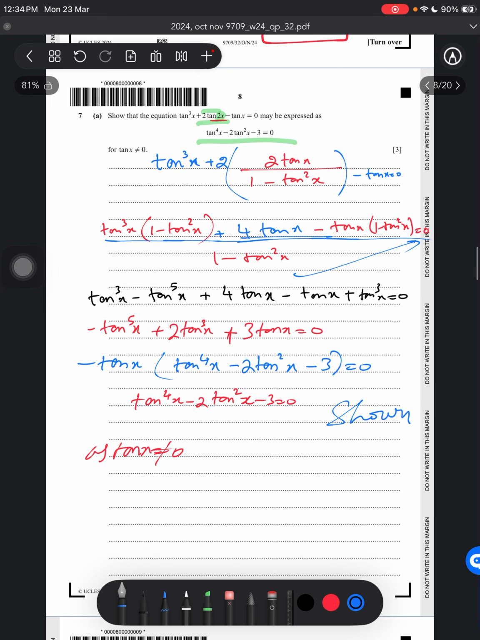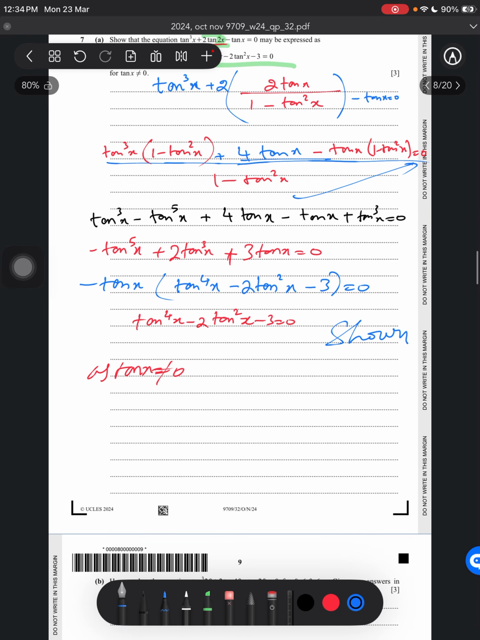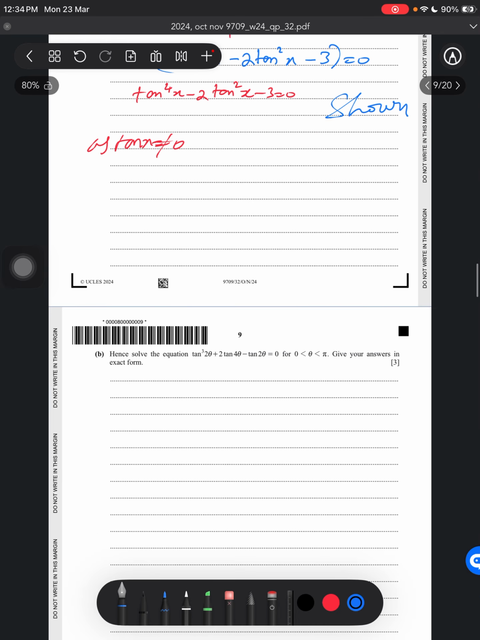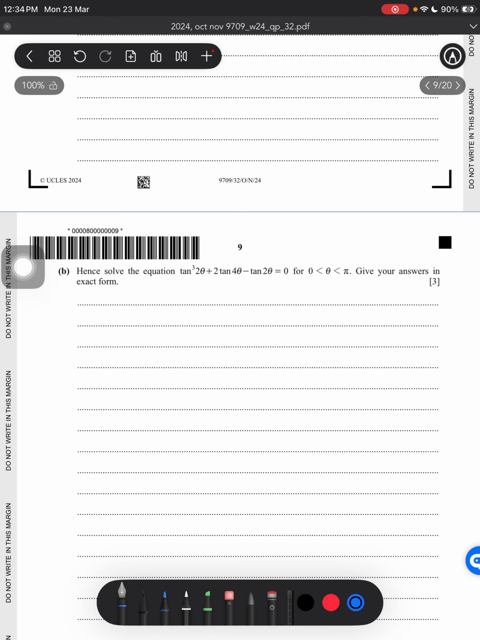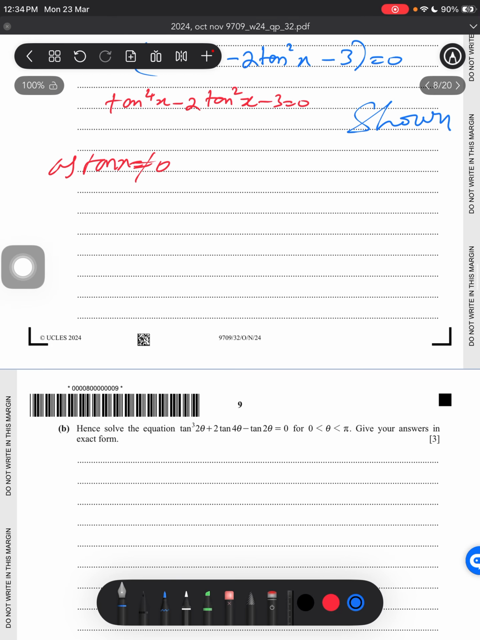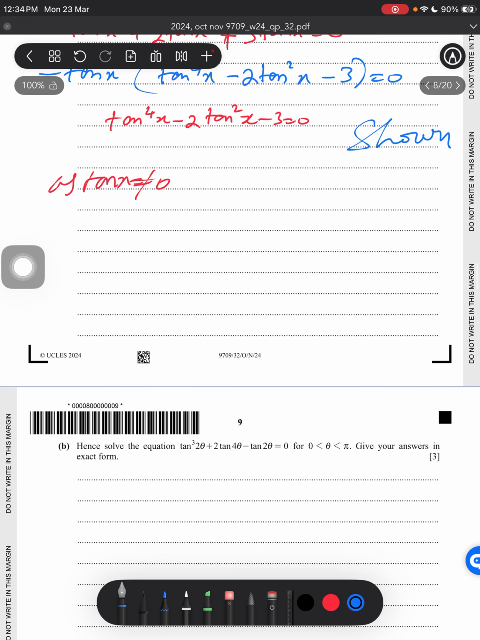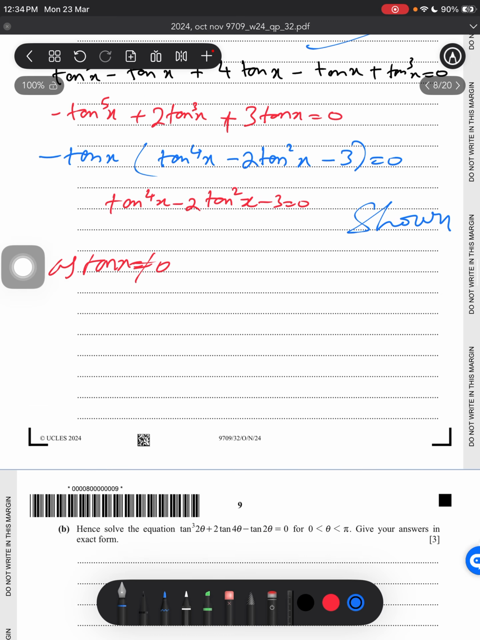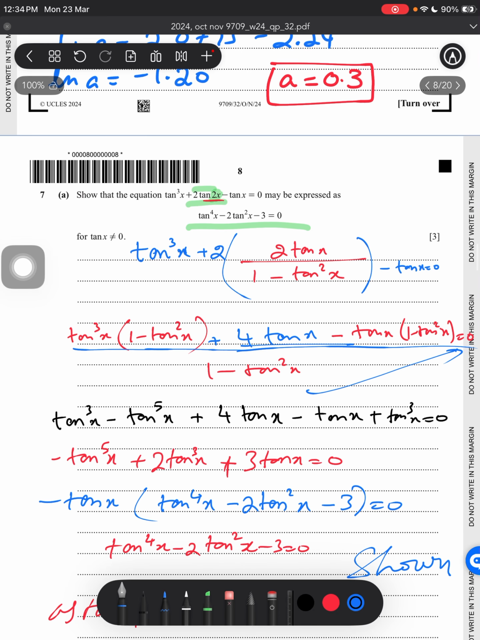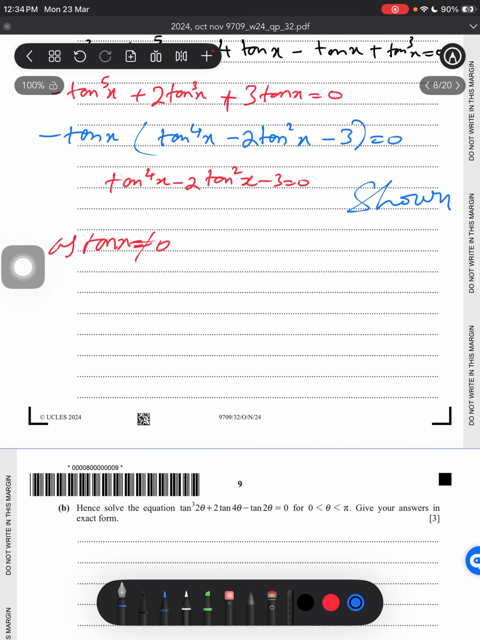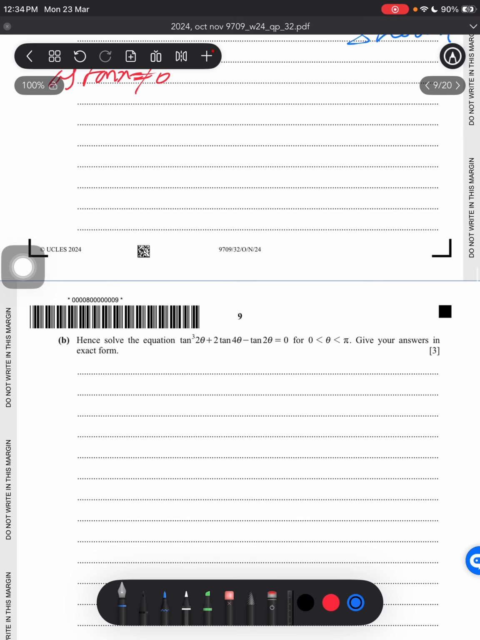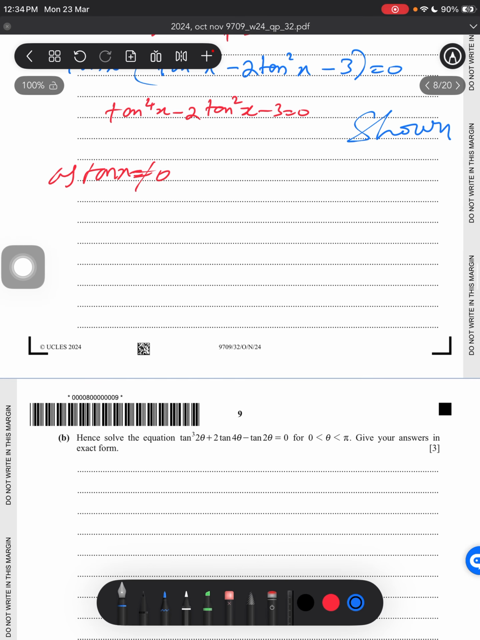Alright, that was part A of question number 7. And using the same equation, hence solve the equation. So this equation is the same, except instead of x we have theta. Let me grab this equation. If the equation is the same, we'll just plug in the values and we'll have the same answer. It means we have just proved that this would be the equation.